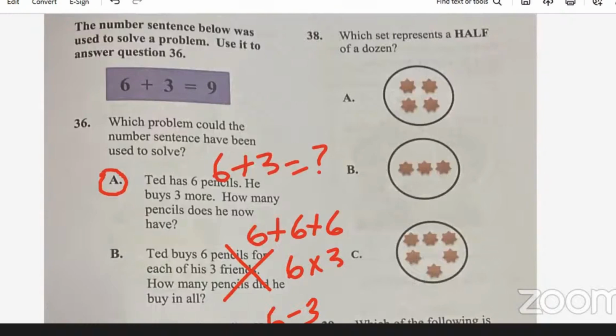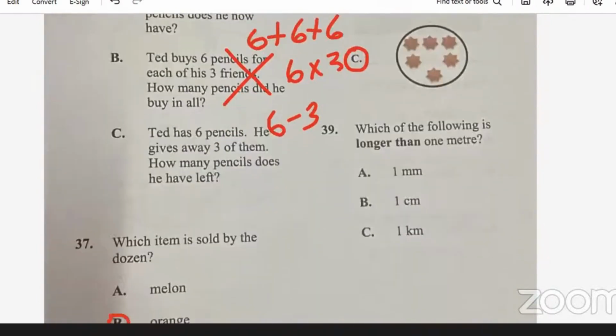So now we're focusing on the right column for question 38. Which set represents a half of a dozen? So you have to know what a dozen is, right? What number represents a dozen? And that's 12. So half of 12 would be 6. Okay, so half of 12 is 6. So the answer is C. So you have to know what's half a dozen. Before you can know what's half a dozen, you have to know what's a dozen. A dozen is 12 things, so a half would be 6.